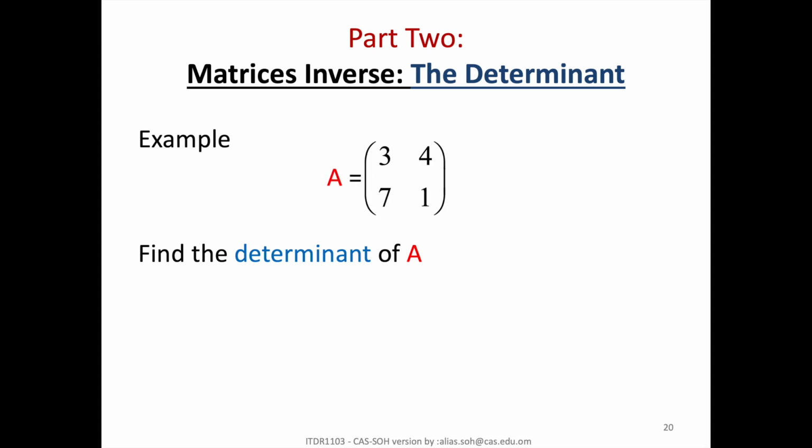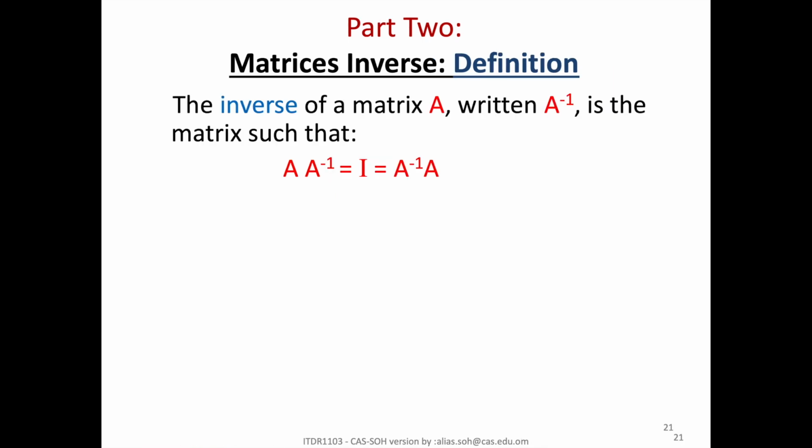Let's see an example here. For example, if we have a matrix A with 3, 1, 4, 7, the determinant is 3 times 1 minus 7 times 4, and this equals minus 25.